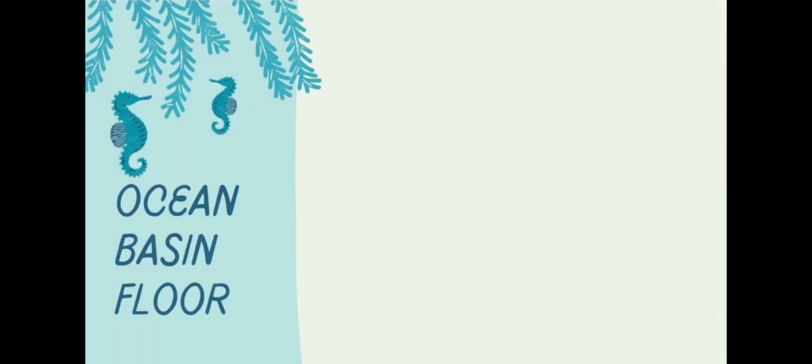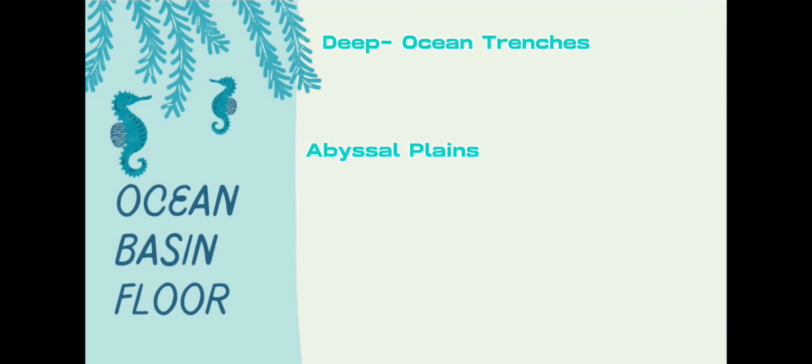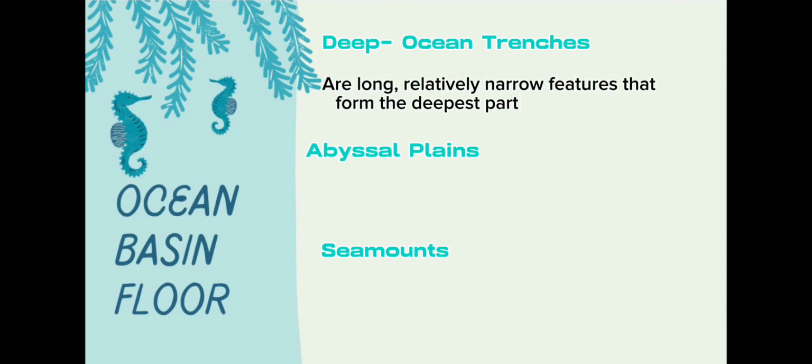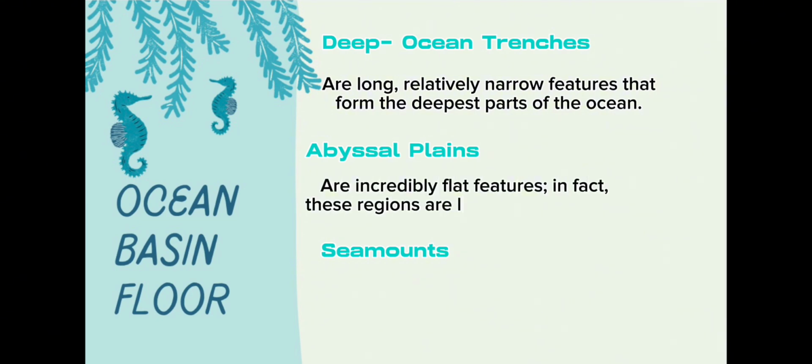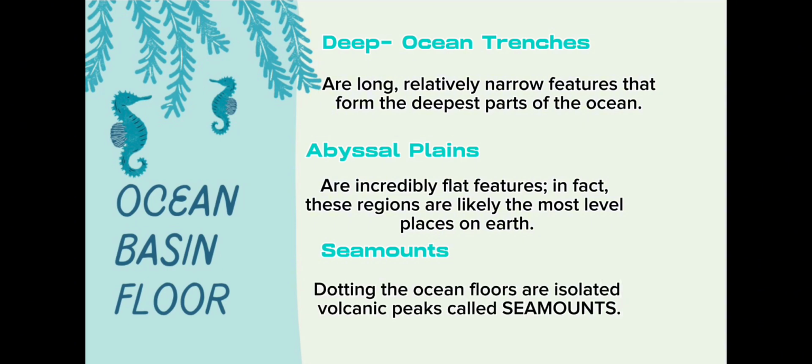And now, let's move on to the ocean basin floor. There are the deep ocean trenches, the abyssal plains, and the seamounts. First, the deep ocean trenches are long, relatively narrow features that form the deepest part of the ocean. The second one is the abyssal plains, which are incredibly flat features. In fact, these regions are likely the most level places on Earth. The third one is the seamounts. Dotting the ocean floors are isolated volcanic peaks called seamounts.